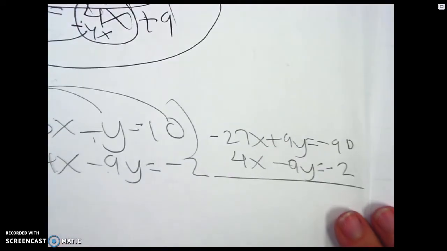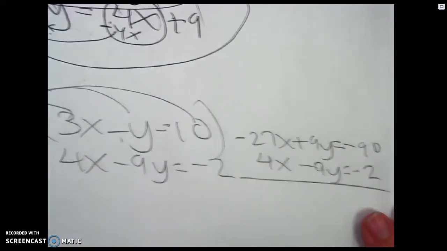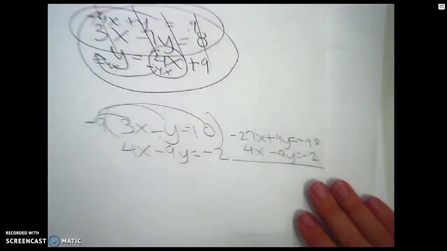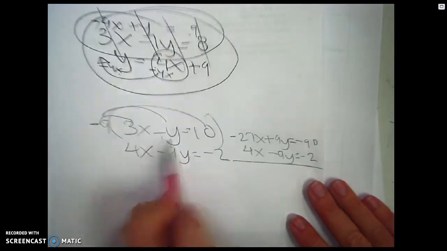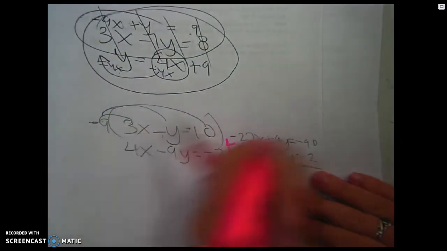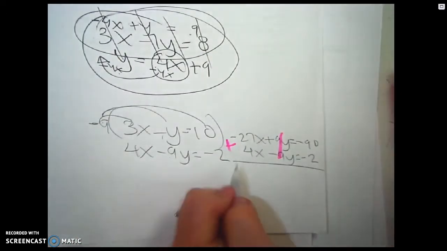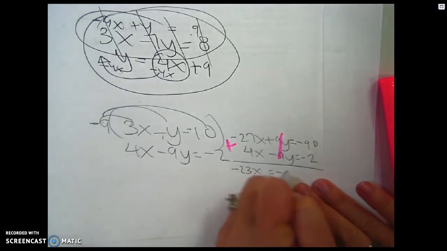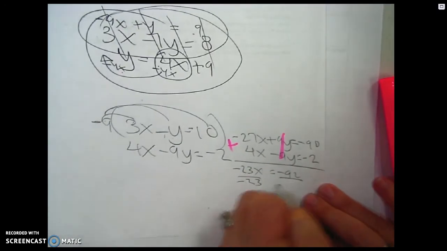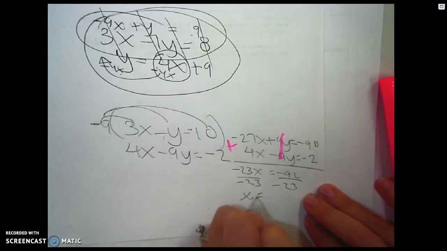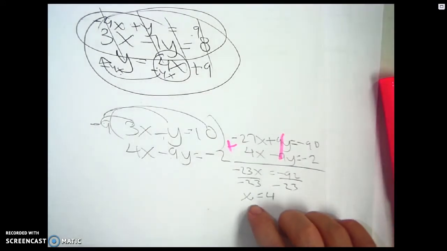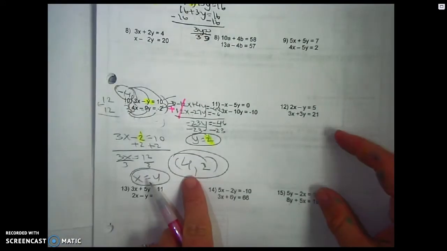Sorry about that. So I multiplied, let me back this up a little bit, sorry. I just multiplied to get the y. Now when I add them, the y gets eliminated this time. I get negative 23x equals negative 92. When I divide, x equals 4. Well, if you look, that's what I also got.